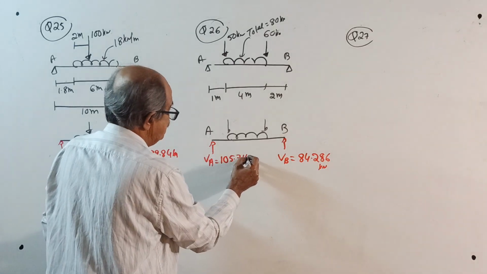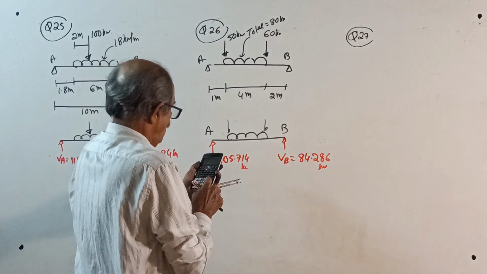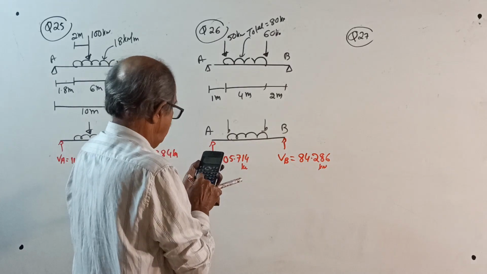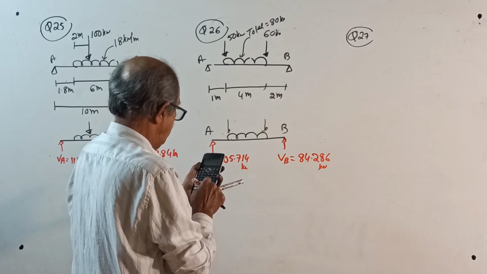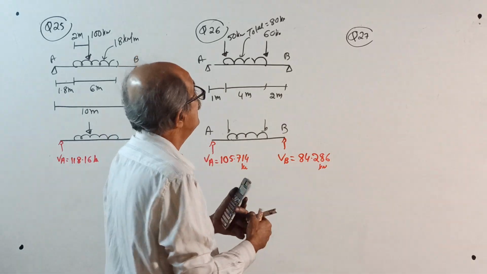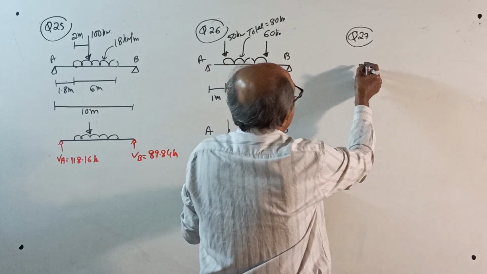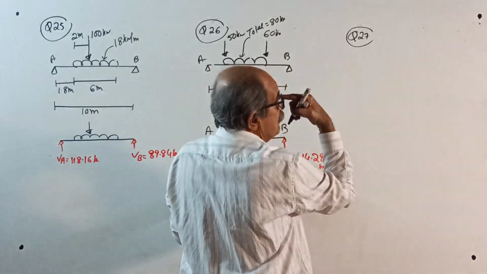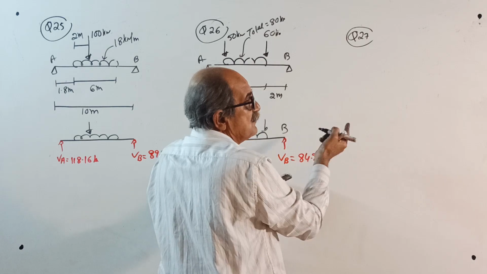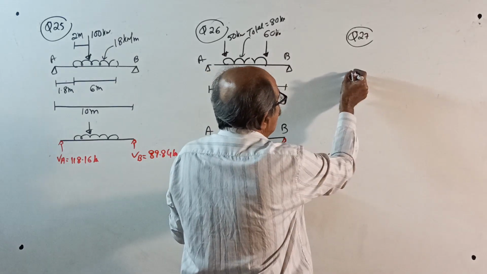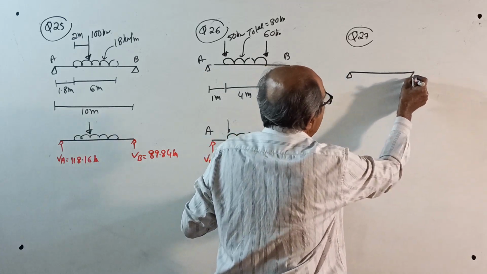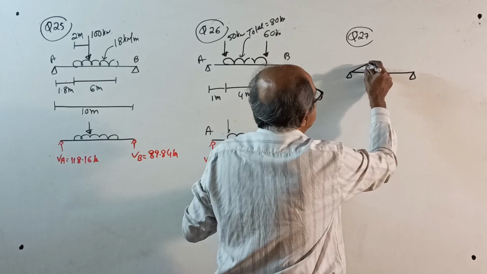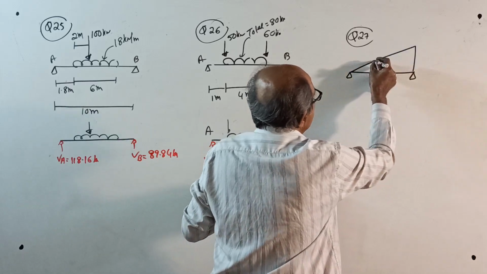105.714 kilonewton. Now I'll check the answer. 60 into 2 plus 80 into 2 plus 2, 4, plus 50 into 6, divided by 7. Correct. Okay, now I will leave this one. Next question. Point loads over, mix of point loads and UDL over. Now I will go for uniformly varying load. Be careful. This is a standard case only.